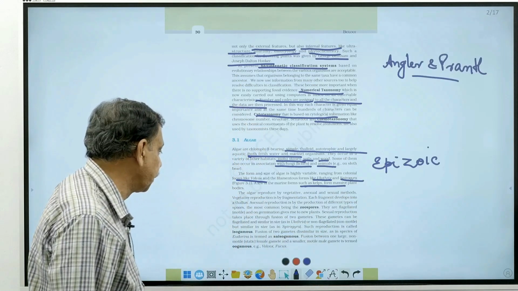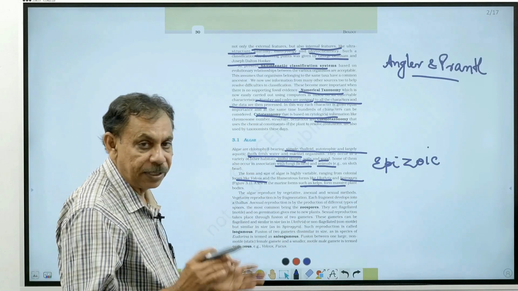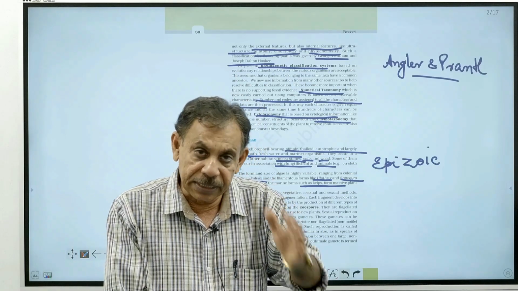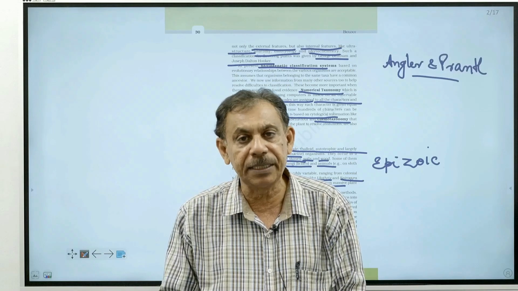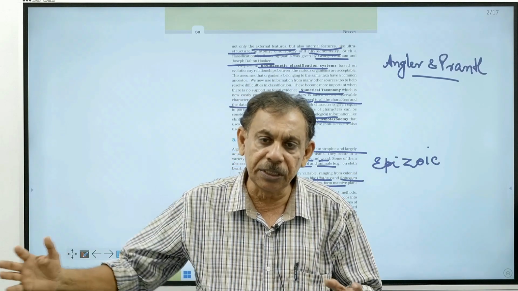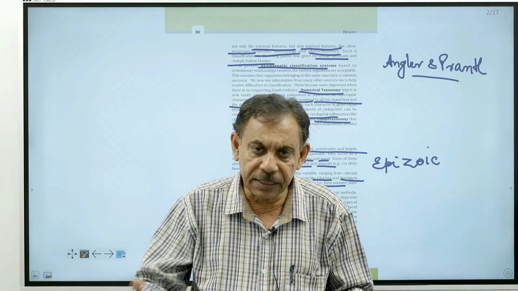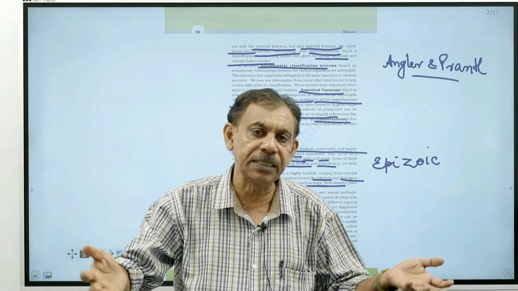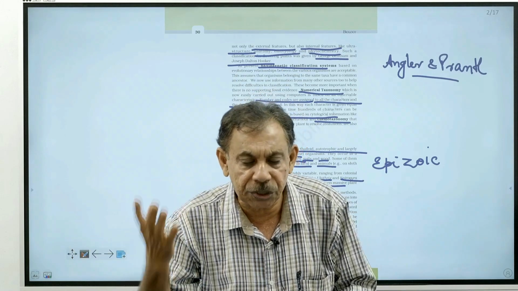Now coming to algae reproduction. Basically 3 types of reproduction are shown by algae. Vegetative reproduction is by fragmentation. What is fragmentation? Due to the water current or wind current, the long filamentous body splits into pieces. Each piece can grow and develop into a new individual.